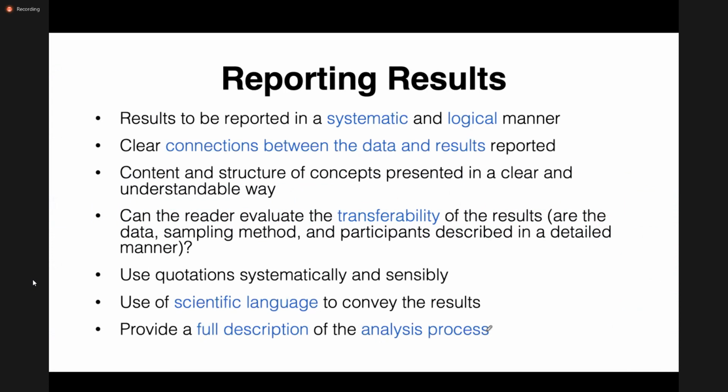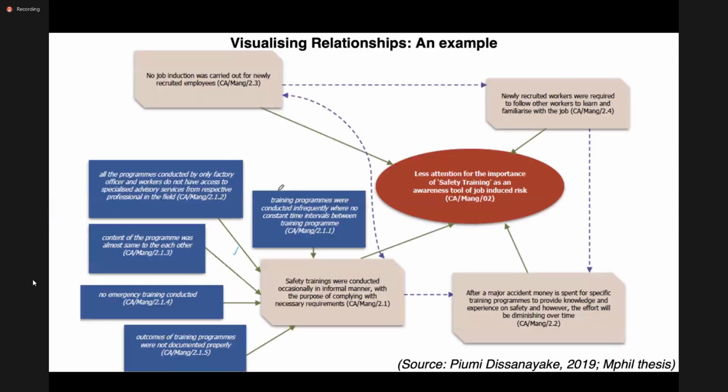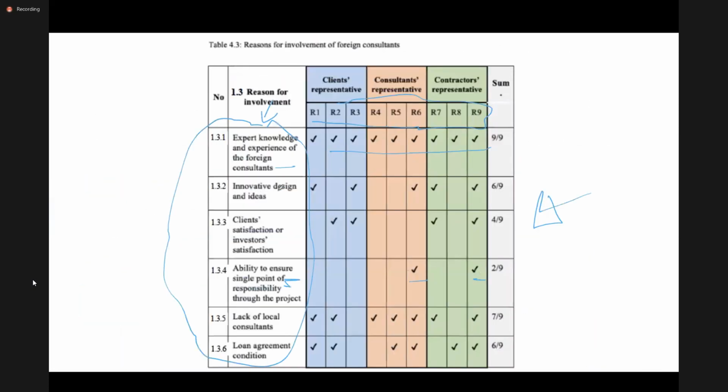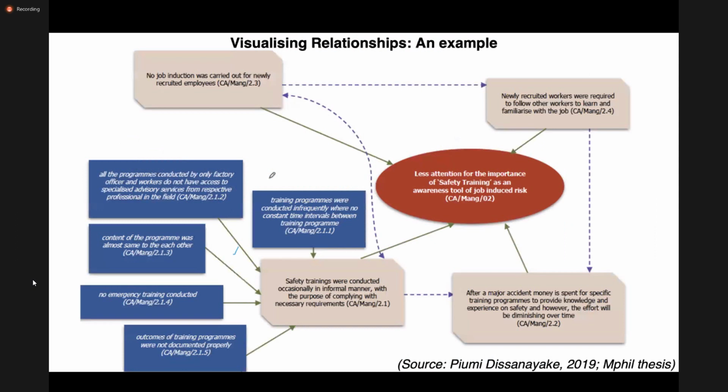And then finally, you can report your results and discuss your results. So you have to systematically and logically report your results, show clear connections between the data and the results that you report. So say by using tables or like this, so you can show those links. So how your data from these individual respondents link with your final results.